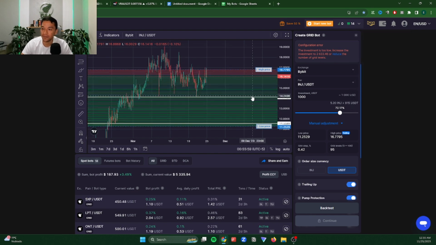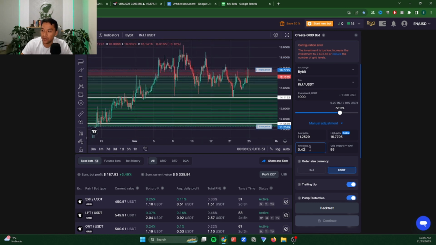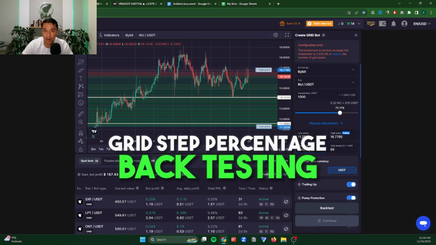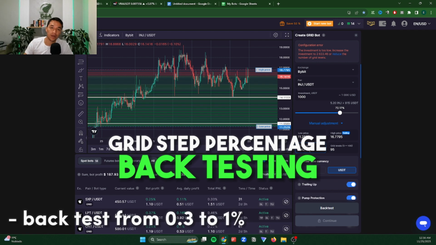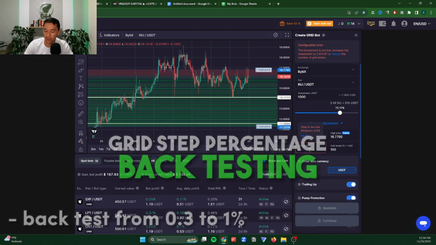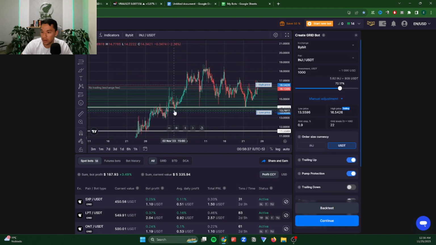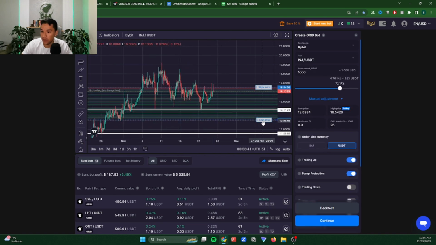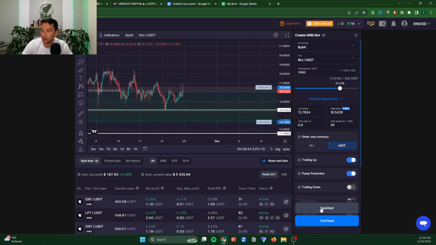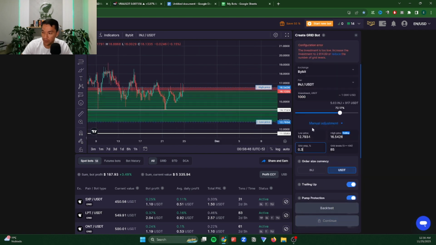And then what you will have to do is do something called grid step percentage backtesting. Basically, you're gonna backtest from 0.3% all the way up to 1% and see the results that you would have got. All right, let's go ahead and backtest it. All right, sounds good. Let's do it. Okay, so I'm gonna click on backtest with 0.3 first.